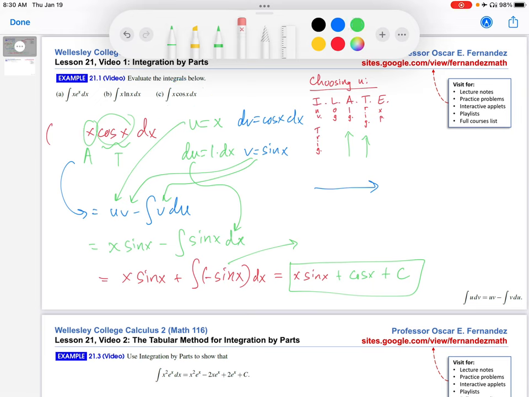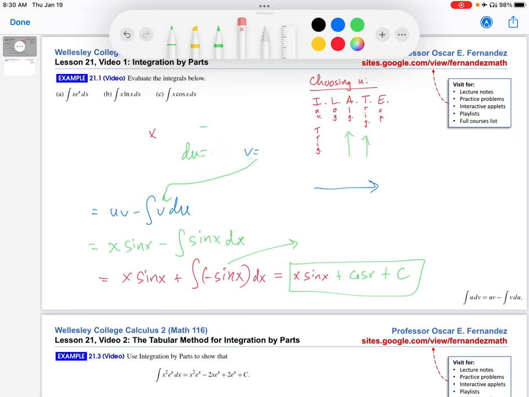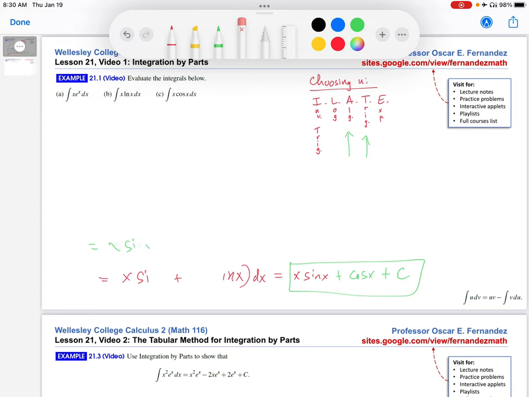Last thing I'll mention, at this point, we've done 3 examples of integration by parts, and we've sort of illustrated this I-LATE. In the next video, you can see it kind of queued up down here, right? I will introduce you to a tabular method of doing integration by parts for when you end up having to do it more than once.